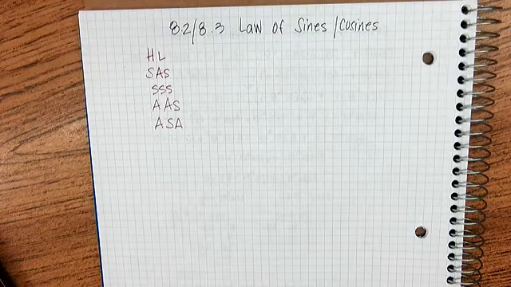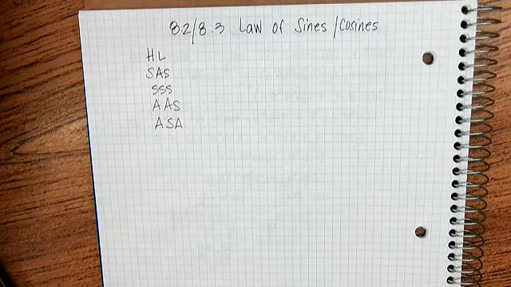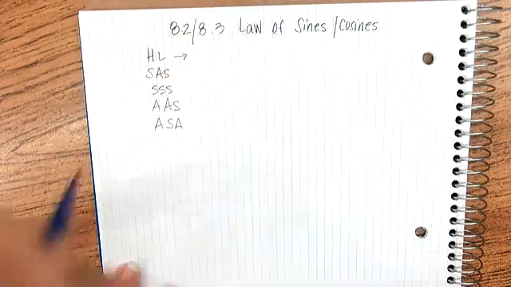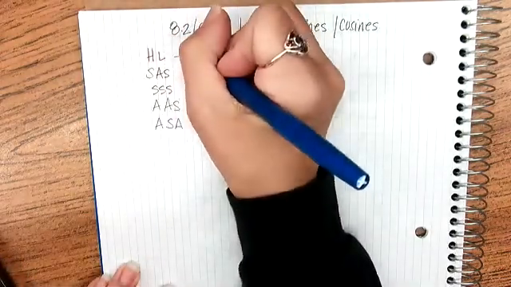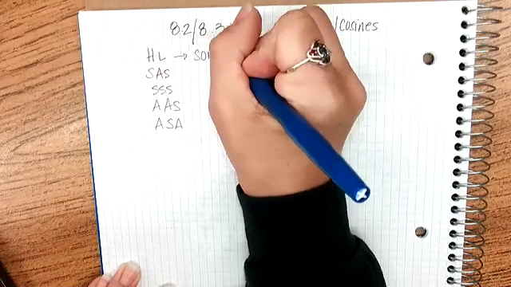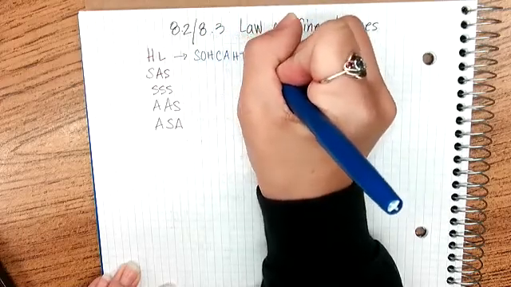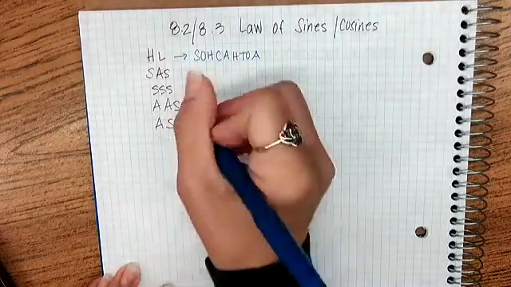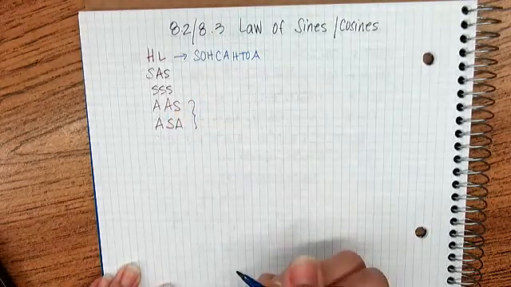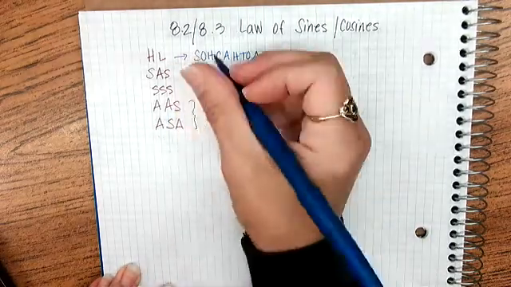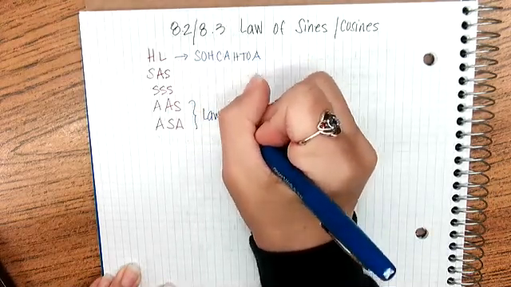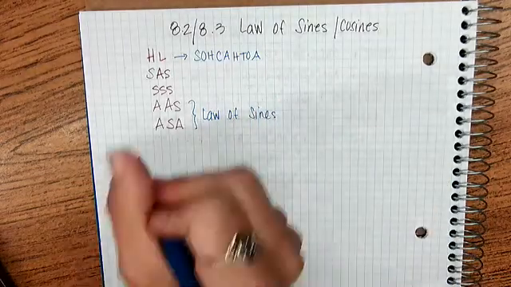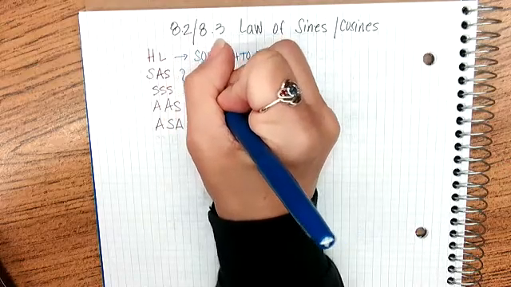HL: if I want to solve a triangle involving hypotenuse leg, if a triangle has a hypotenuse, it must be a right triangle. So you are going to use SOHCAHTOA to solve. Angle, angle, side, and angle, side, angle: if you know 2 angles, don't you automatically know the third? So we are going to use the law of sines, and I'll explain this a little bit further in a minute. And SAS, SSS, we are going to use the law of cosines.